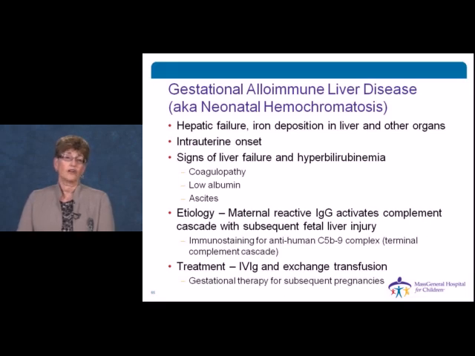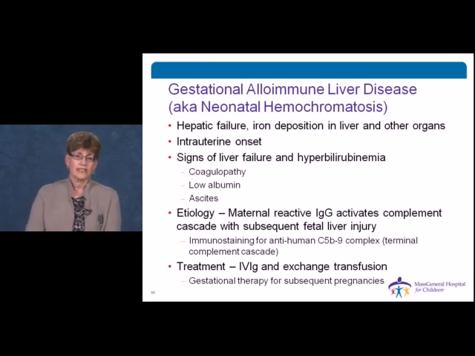And finally, a word about gestational alloimmune liver disease, also known as neonatal hemochromatosis, GALD. For years, this was called neonatal hemochromatosis, although it was known to be very different from adult onset hemochromatosis. It was called that because of the iron deposition that was noted in the liver and other organs. It is recognized now that that is really a nonspecific finding due to hepatic failure.